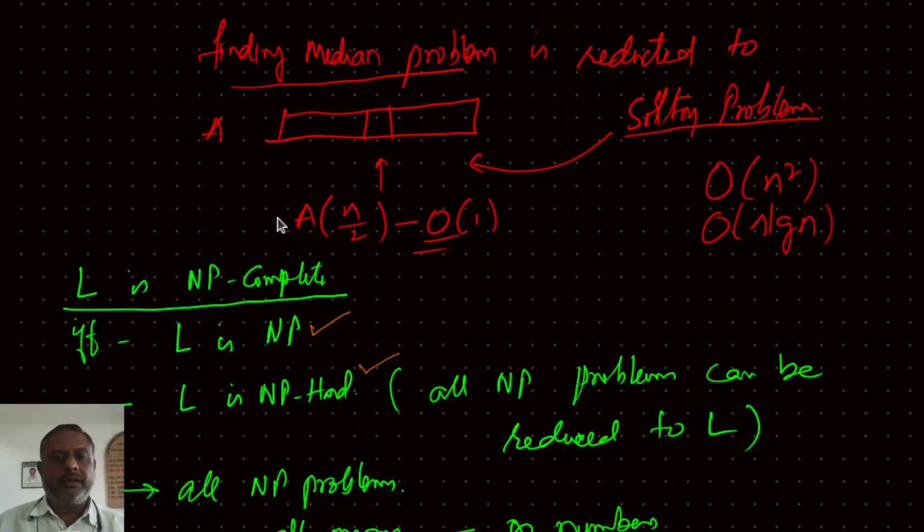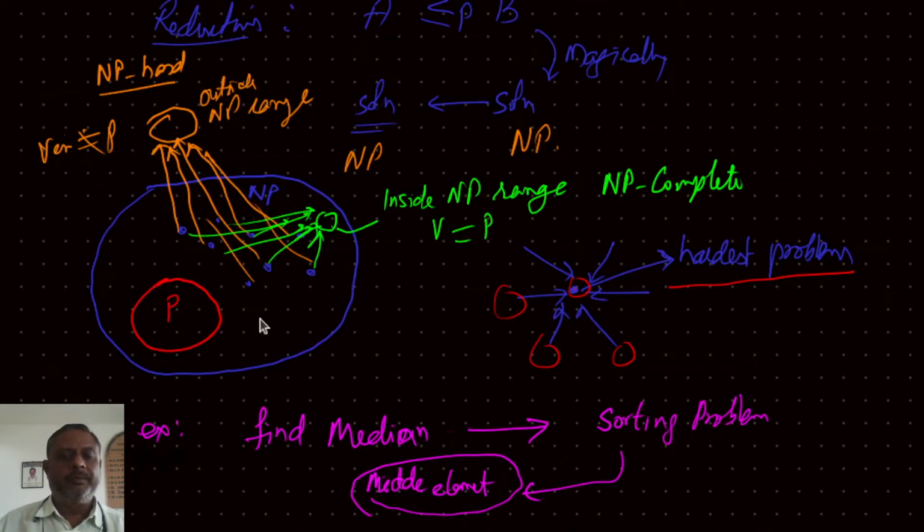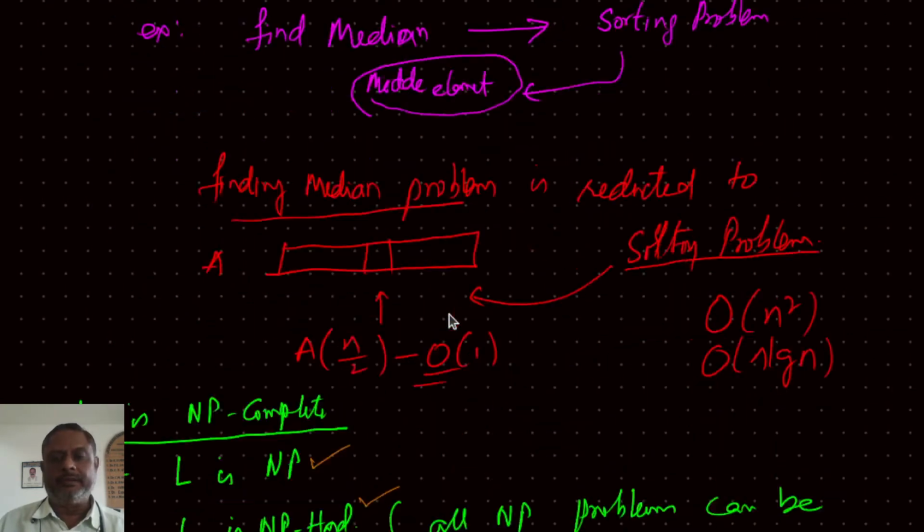Hi friends, last session we have seen how to identify whether a problem is NP complete or not. In that we had said that L should be NP and L should be NP hard. That means all the problems in NP, if they are reduced to this problem, then this problem is called NP hard. And if this is a problem which can be verified in polynomial time, that means if this is in NP, then it becomes NP complete.